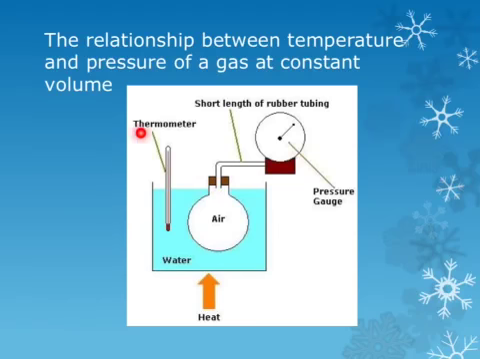This experimental setup is for studying the relationship between temperature and pressure of a gas at constant volume. The gas in this case is simply air in this enclosed flask. The volume of this flask remains constant, and this pressure gauge is for measuring the air pressure. The thermometer is for measuring indirectly the temperature of air, which presumably is about the same as the temperature of water.